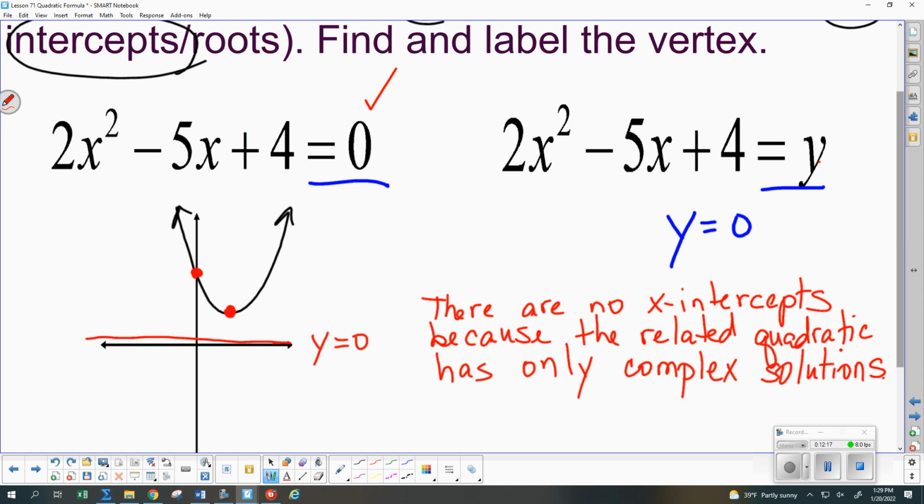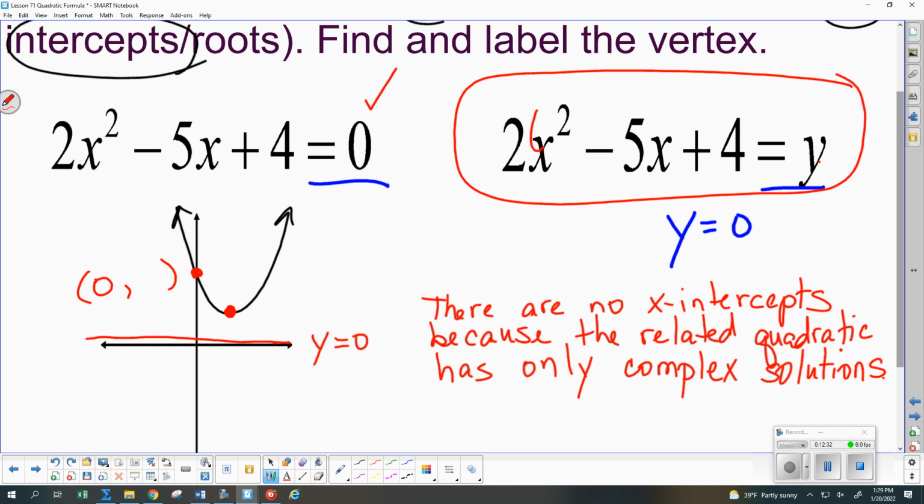Now we know how to do y-intercepts because that means 0 comma something for that point. Yes? So if x is 0, here's the equation for that parabola. If the x's are 0, what's y equal? In this equation, if I put zeros where I just drew them in, what does y equal?